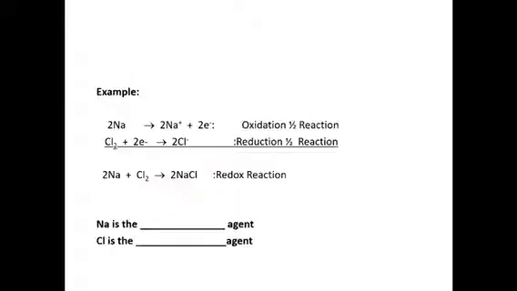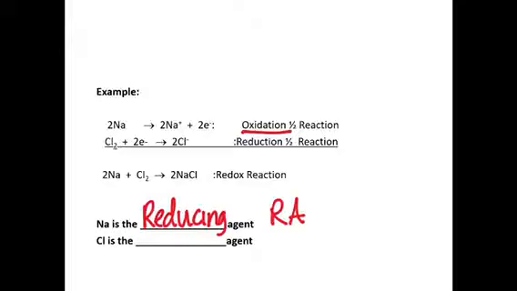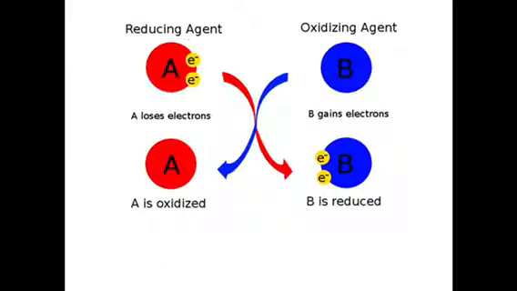So if we look back at this, which is that equation we used in the very beginning, and we said sodium was being oxidized and chlorine was being reduced. So if sodium is being oxidized, it makes it the reducing agent. And oftentimes we will abbreviate with RA for that. And then since sodium is causing chlorine to be reduced, and now chlorine is causing sodium to be oxidized, so it is the oxidizing agent. Or OA for short. Okay? So here is just a quick visual to kind of help you understand that they're opposite.